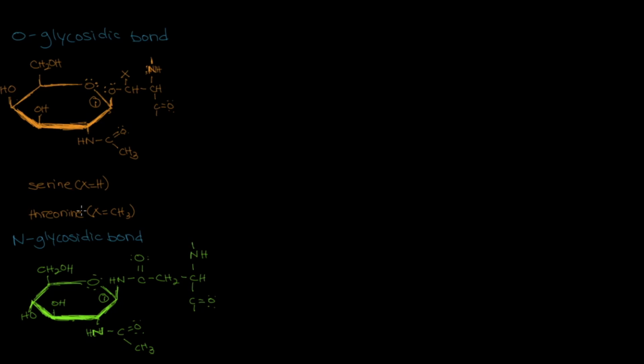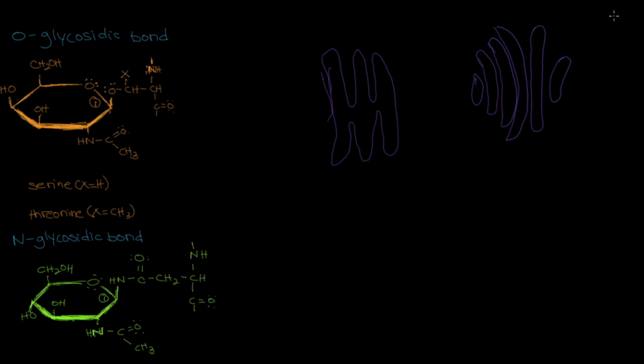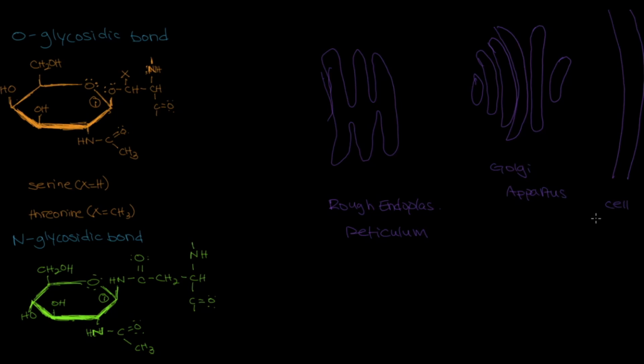I want to zoom out a little bit and discuss which organelles are involved in the process of protein glycosylation. Now, the organelles that are involved in this process are both the rough endoplasmic reticulum and the Golgi apparatus. So here we have the rough endoplasmic reticulum, and then here we have the Golgi apparatus. And then this is the cell membrane.